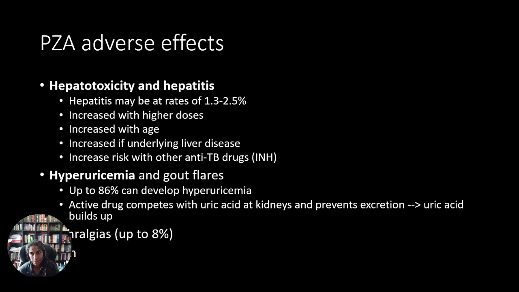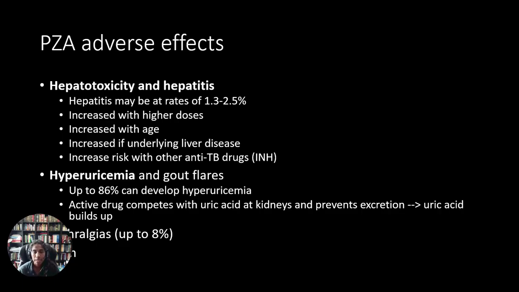Pyrazinamide can have adverse effects such as hepatotoxicity and hepatitis. The rates of hepatitis here are higher than what is seen with isoniazid. It can be up to 2.5% of individuals receiving pyrazinamide. It is dose dependent, so there is increased risk of hepatotoxicity and hepatitis with increased doses. The risk also increases with age, or if there's underlying liver disease, or if it is paired with other anti-TB drugs that are also hepatotoxic, such as INH.